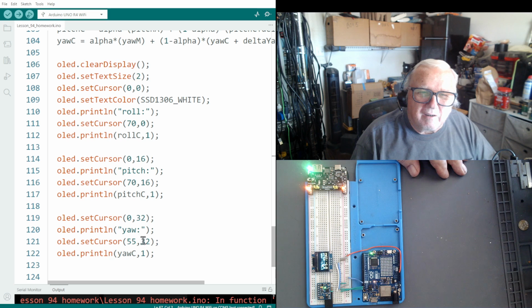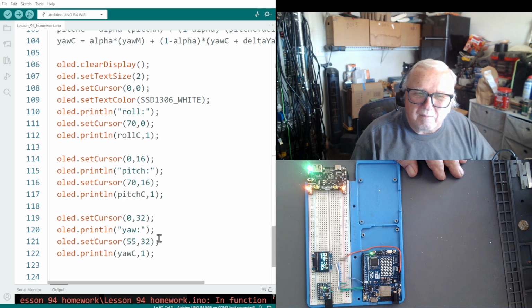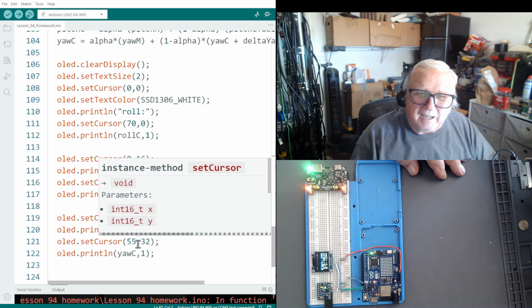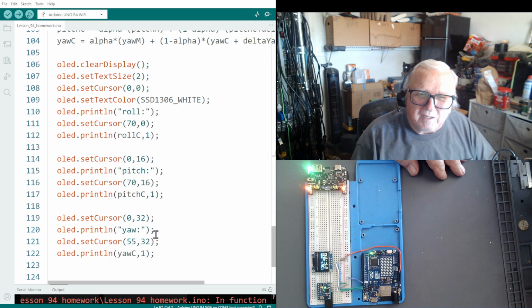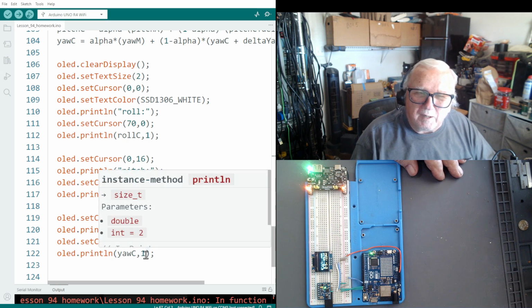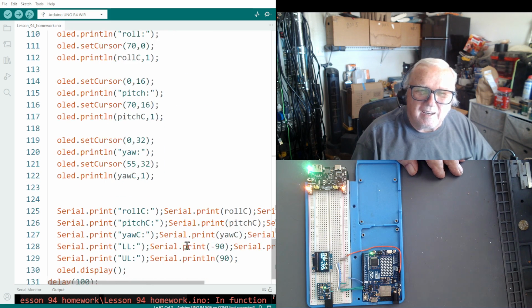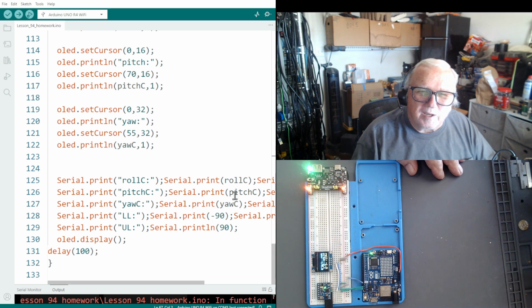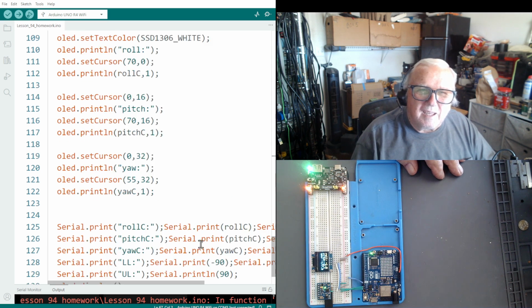Then the last one here is the set cursor for 0, 32. Instead of 16, I'm going down to 32 and setting X to 0. Then I say it's the yaw, with a colon, and then I go over 55, because this one, yaw, is not very big, so I can get more space for this guy. So I go 55, comma, and 32 is the Y. And then the YC, I limit it to 1 digit. And here's still the same stuff for the printing if you want to display that.